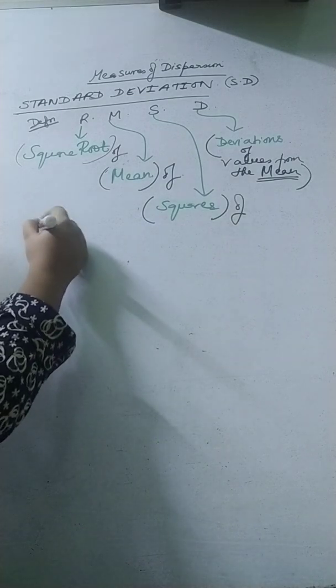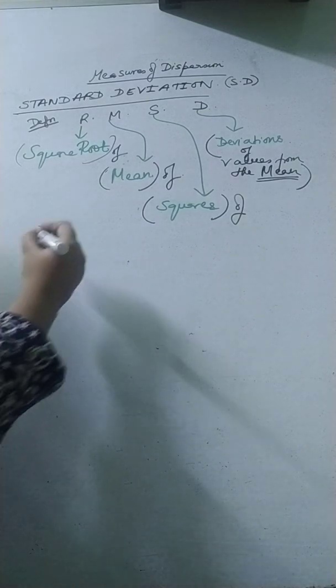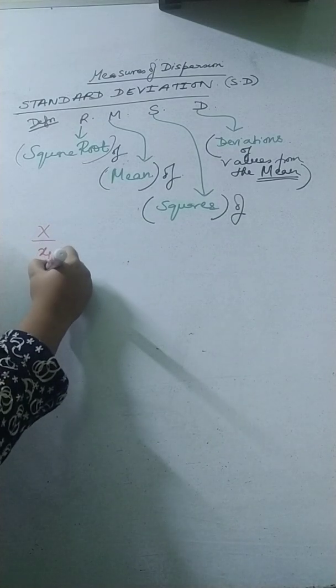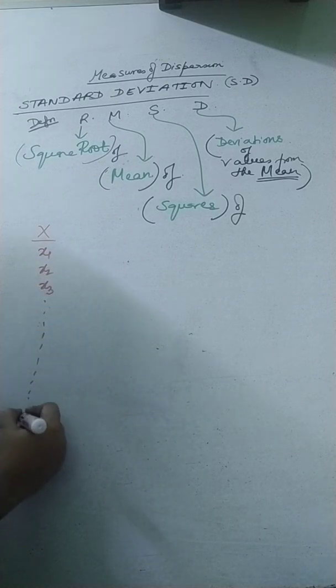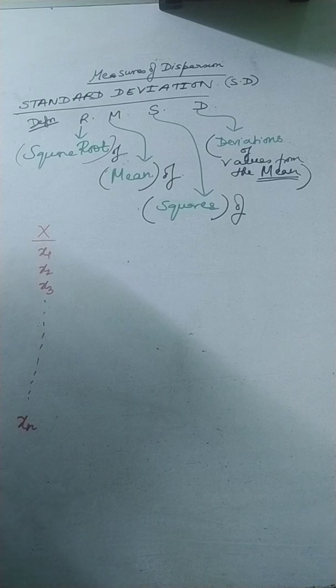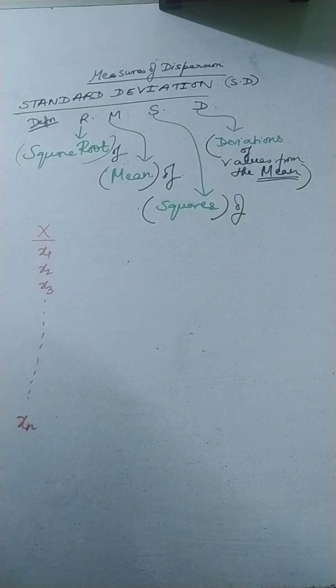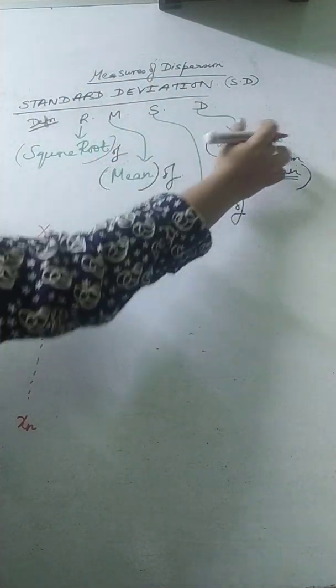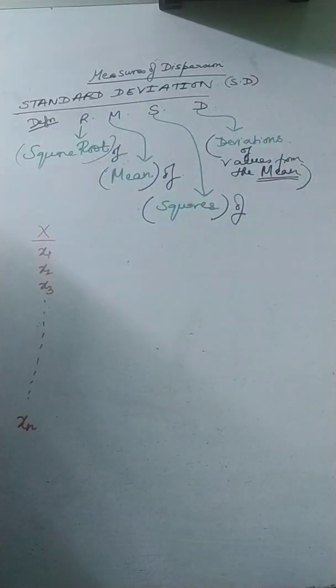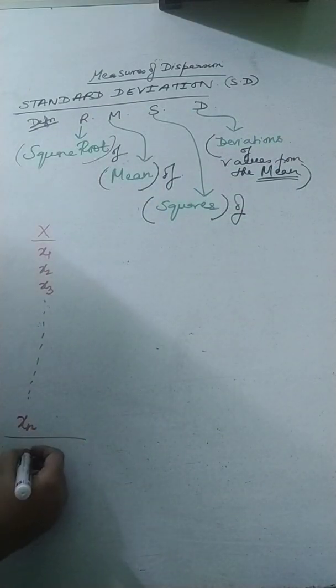Suppose I label the variable as x. The values are x1, x2, x3, dot dot dot, it goes on up to xn. Okay, now what does this definition say? It is square root of something. Forget it, we start from the innermost term. What is it square root of? First of all, we have to take the deviations of the values from the mean.